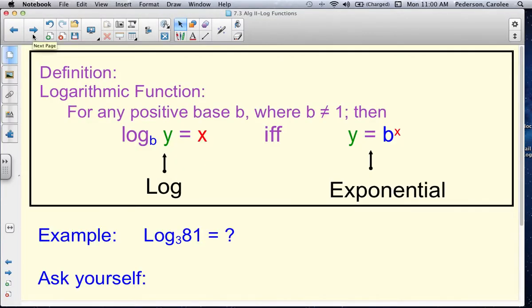This box is the definition of a logarithmic function. Please write this down, the entire box. Notice there are two different equations in this box, and they're color-coded for a reason.